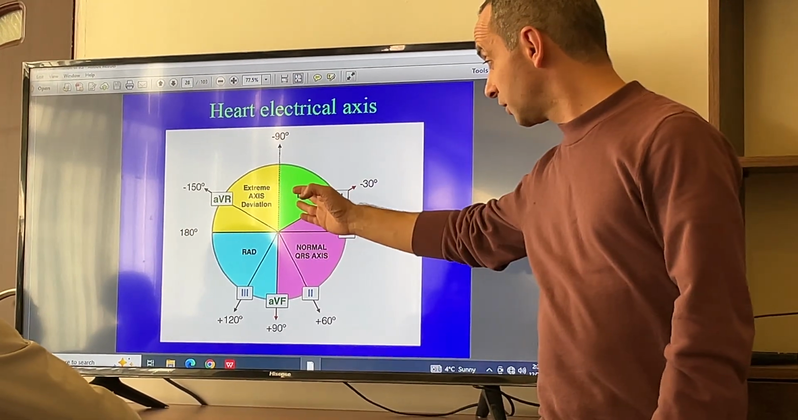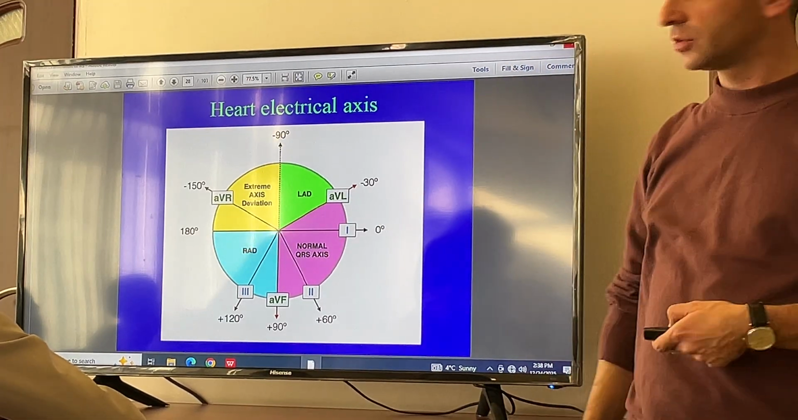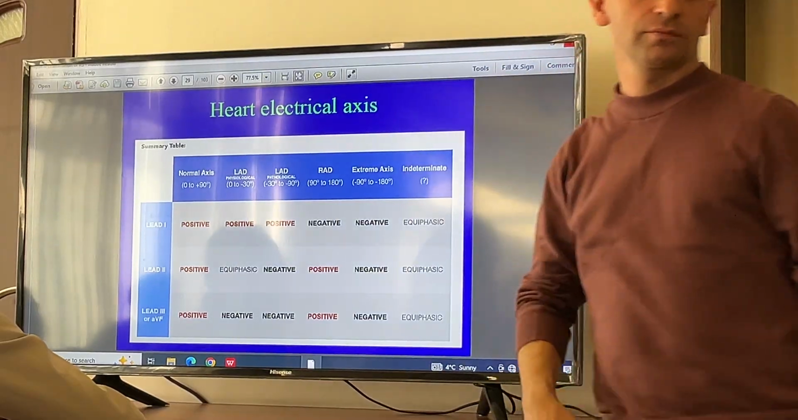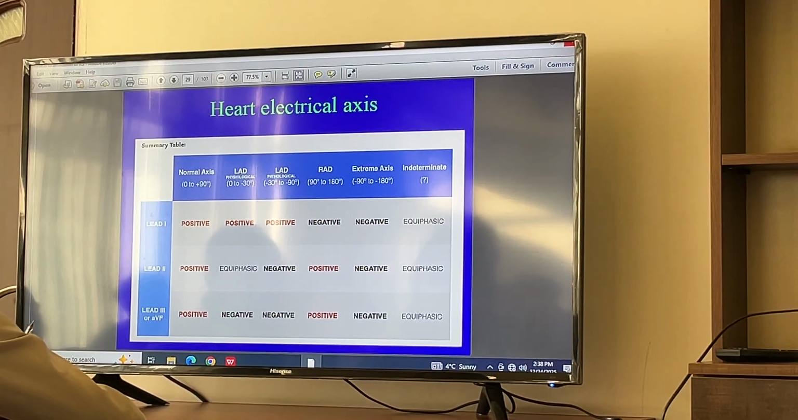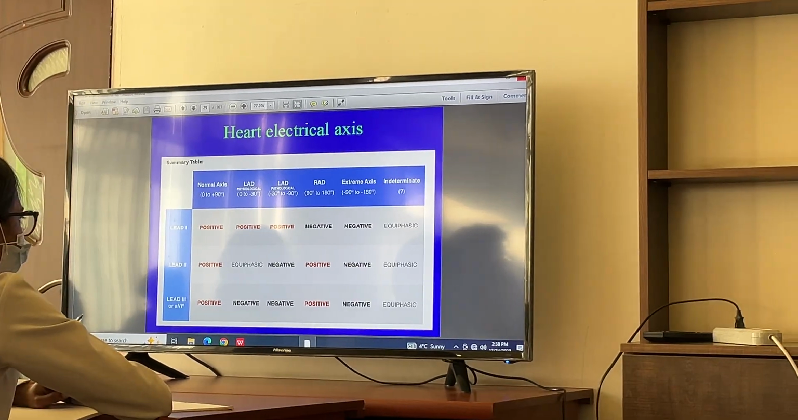This is which deviation? First of all, it's written left. Second, it is physiological left axis deviation. Third, we have a summary table. Why am I telling you this? During the exam, not to be surprised. This will be asked.